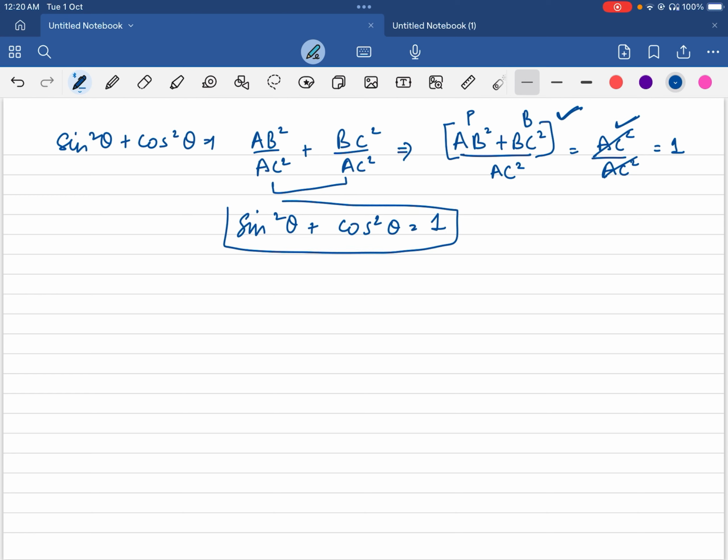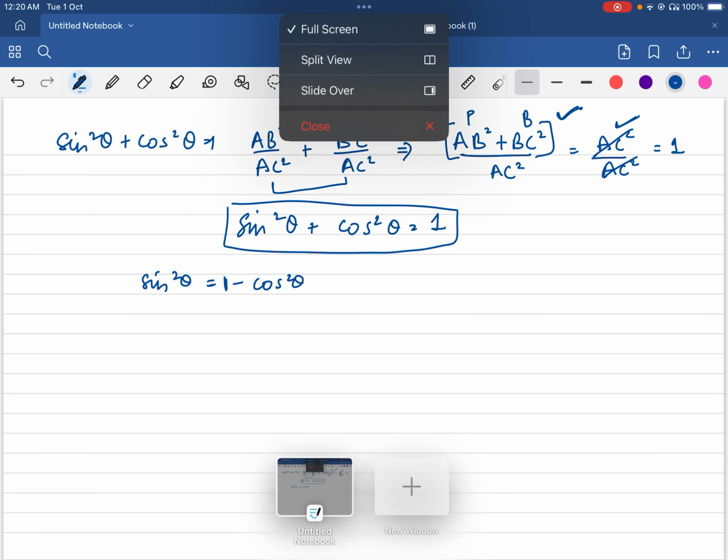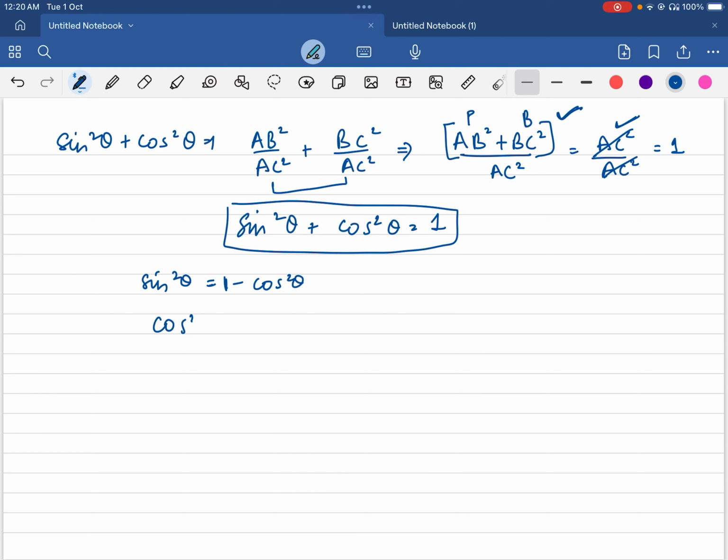You have further versions of this identity. Sine squared theta is equal to 1 minus cos squared theta, and cos squared theta is equal to 1 minus sine squared theta. Anything is possible, guys. These are just versions of the same identity.